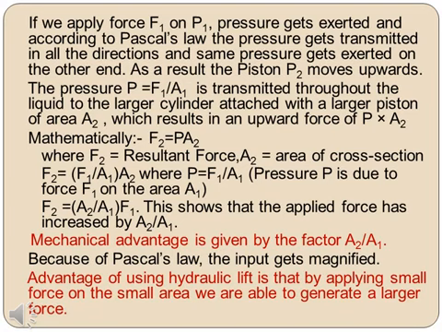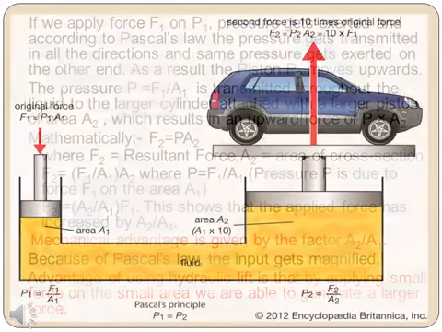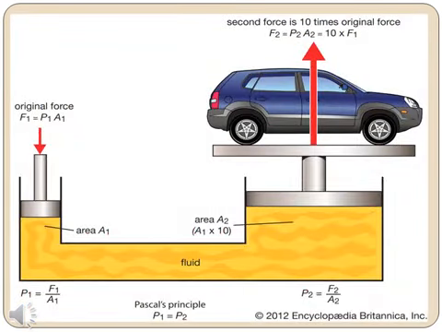Because of Pascal's law, the input gets magnified. That is, the force exerted on the larger piston, which is the output, is A2 by A1 times more than the input force F1. The advantage of using a hydraulic lift is that by applying a small force on the small area, it is able to generate a larger, multiplied force.